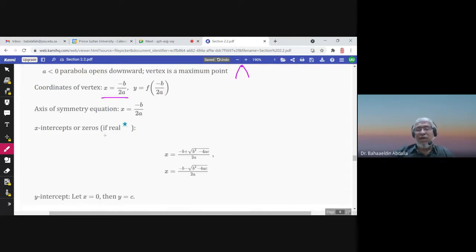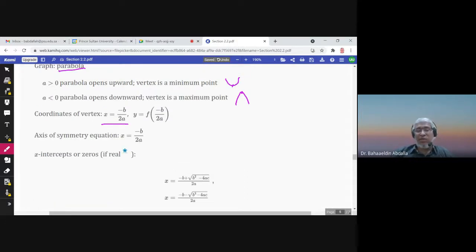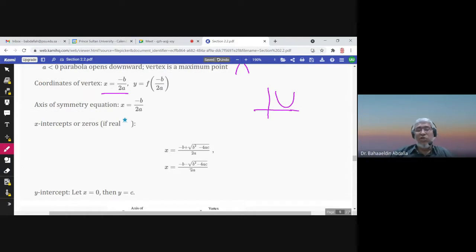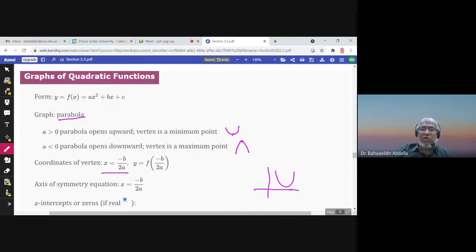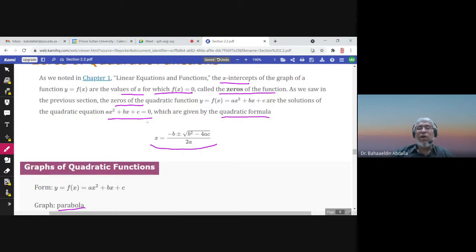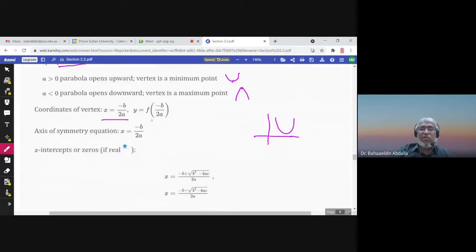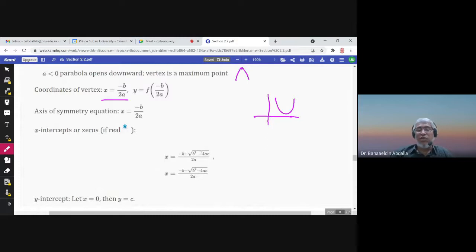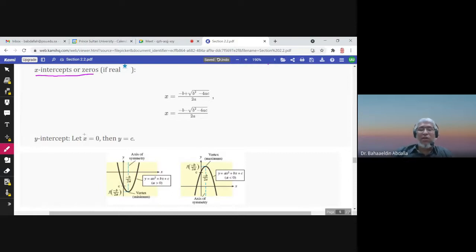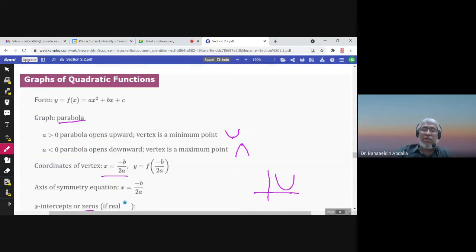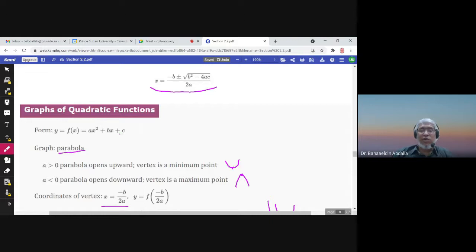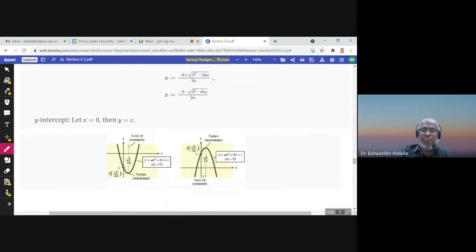X-intercepts, if real. Sometimes there are x-intercepts, sometimes parabolas have no x-intercepts. For example, this parabola has no x-intercepts. So in this case, the solutions of this equation would be non-real. If the solutions are real, then these would be the solutions, and these would be the x-intercepts or zeros. The y-intercept is easy. You put x = 0, and when you put x = 0, you see that the y-intercept is just c.